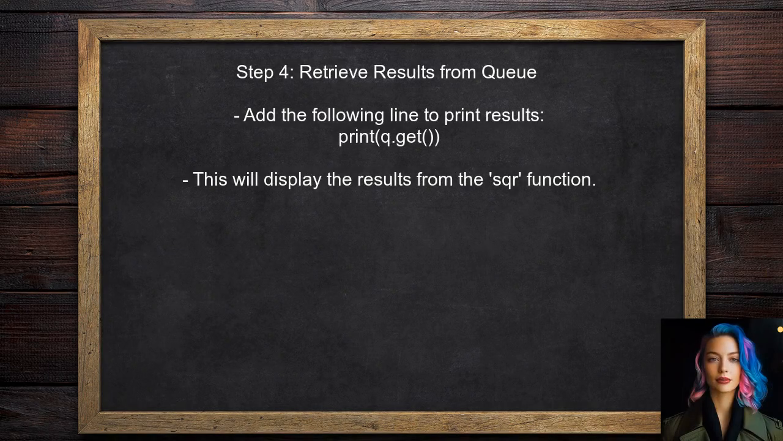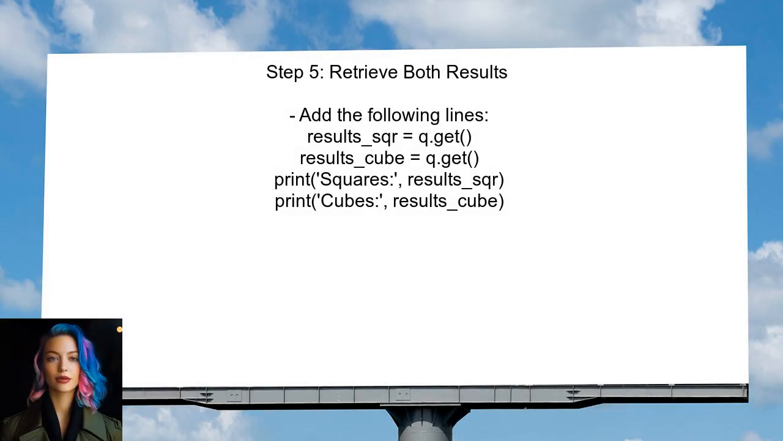Finally, the user can retrieve the results from the queue after both processes have completed. This can be done by calling the get method on the queue. To get the results from both functions, the user should call get on the queue twice, once for each result. This will ensure they receive both the square and cube results.